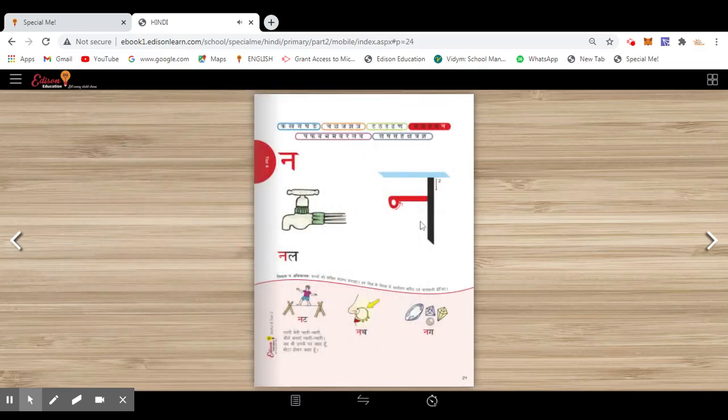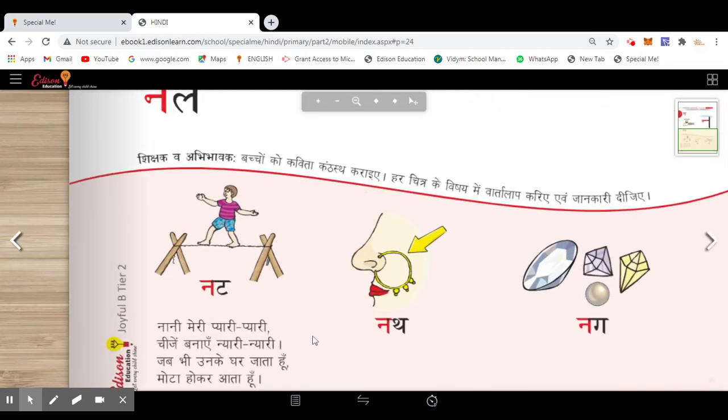कौन सा व्यंजन है ये? व्यंजन न. न से नल. Now look at the next picture. N से nut. Next. N से nut. और ये क्या है? न से नग.